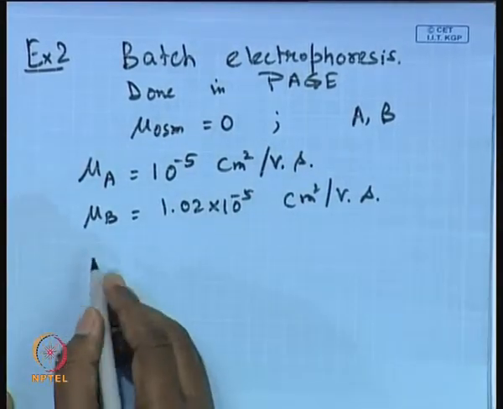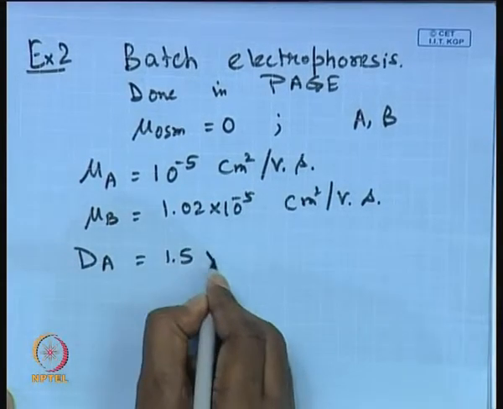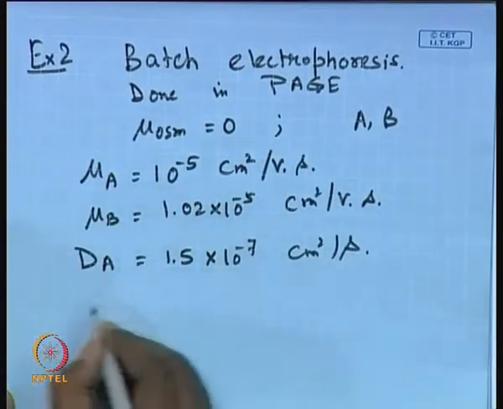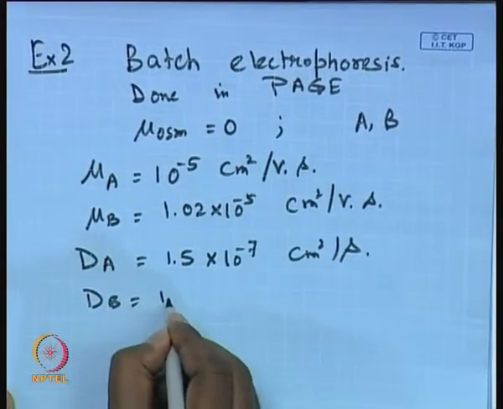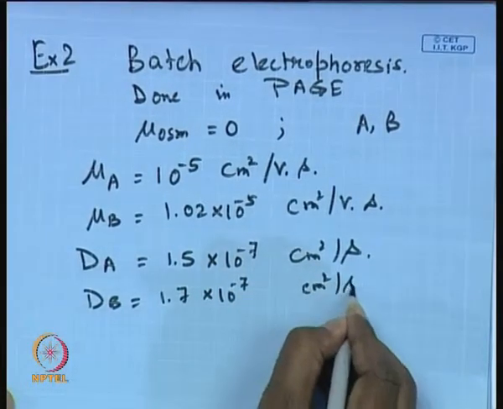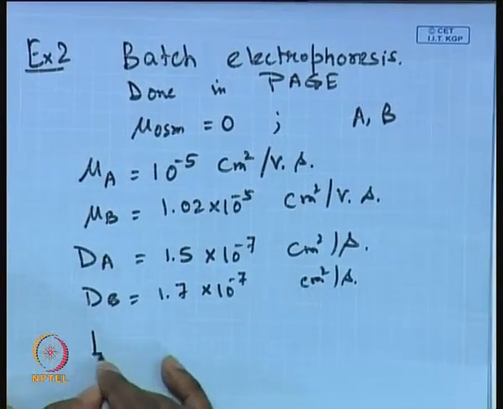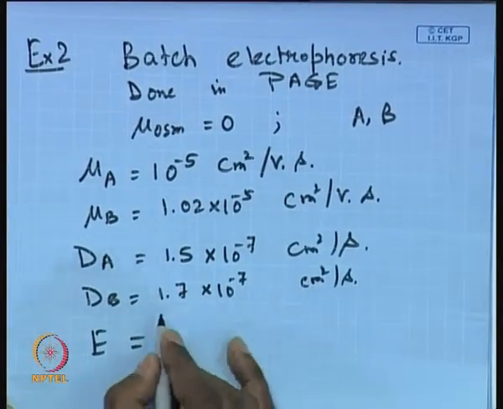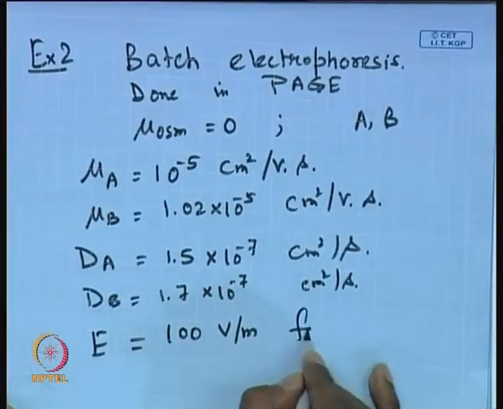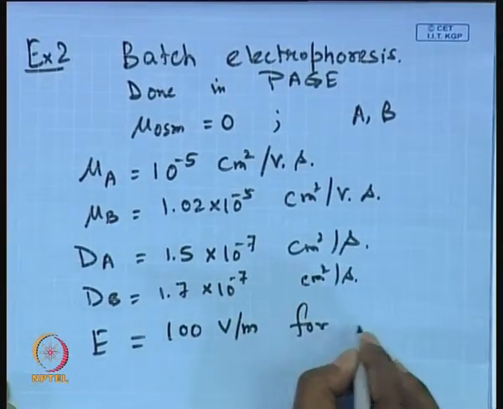The diffusivities are D A, given as 1.5 into 10 to the power minus 7 centimeter square per second, and D B is 1.7 into 10 to the power minus 7 centimeter square per second. The experiment is conducted at an operating electric field of 100 volt per meter, and this is for 3 hours.